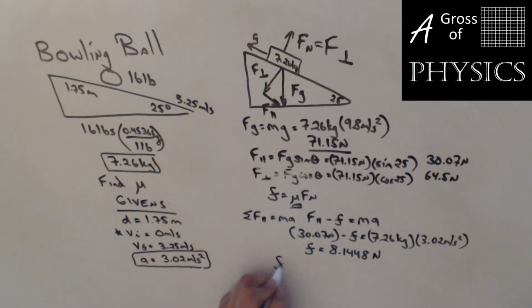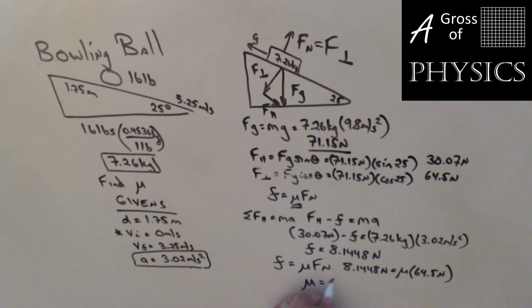Now, to find mu, we do friction is mu Fn. We know friction, 8.1448 newtons equals mu, and we already have Fn because it's equal to F perpendicular, 64.5 newtons. So 8.1448 divided by 64.5 gets me a coefficient of friction of 0.126. So even if we don't have mu, we can use other variables to help us solve for it. And that's the bowling ball adventure, or bowling ball dilemma, as I like to call it.